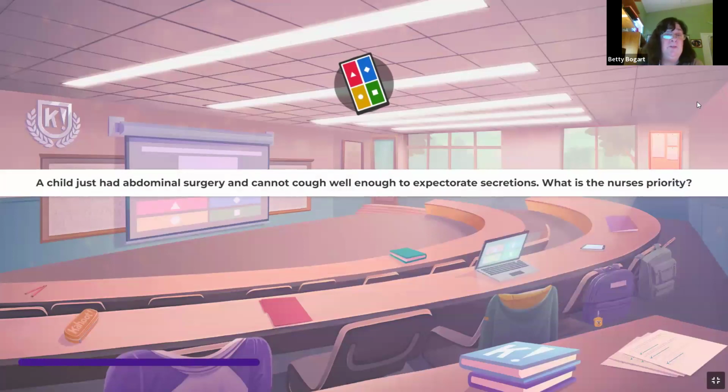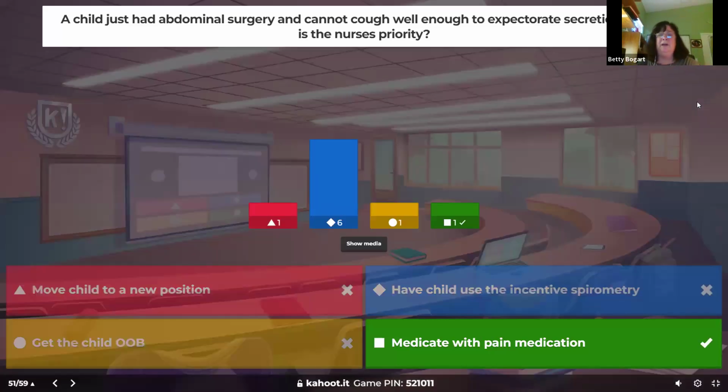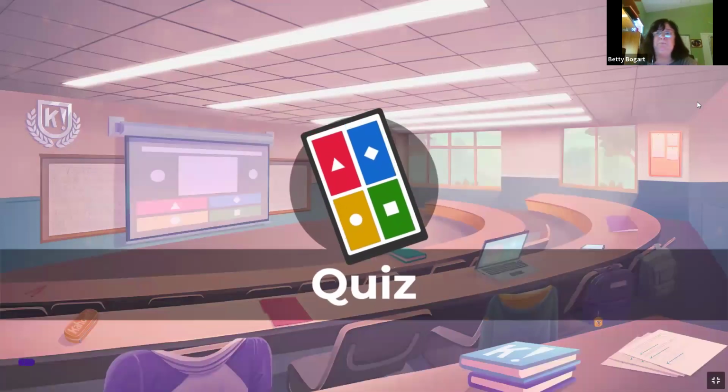A child just had abdominal surgery and cannot cough well enough to expectorate the secretions. What is your priority? They need to cough up those secretions. How are you going to get that done? Basics of post-op care: turn, cough, deep breathe. Well, they're not going to do any of that until you medicate them for pain. You just had surgery and you hurt and you can't cough. Getting them out of bed or moving them is going to hurt them more. Give them pain medicine and they will work with you.